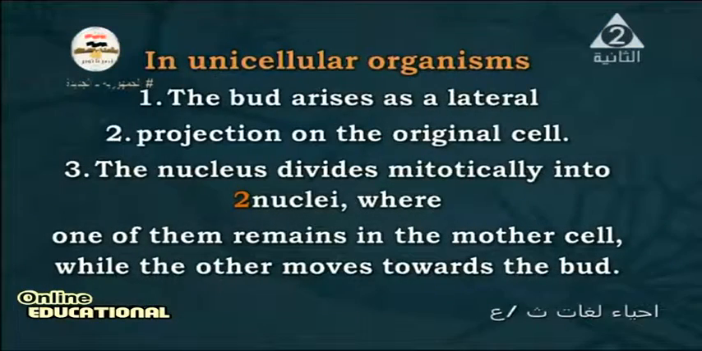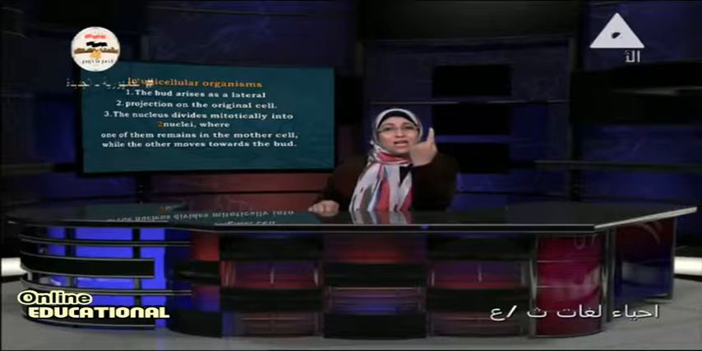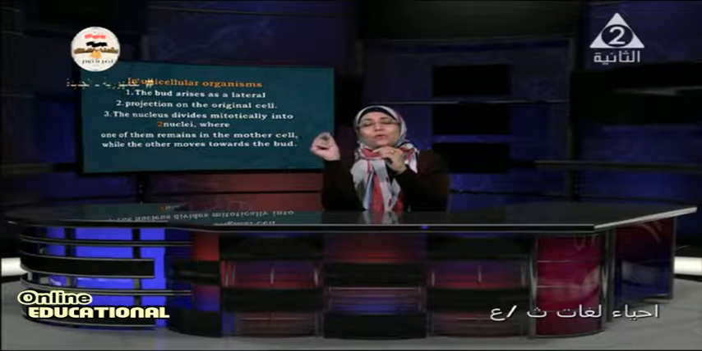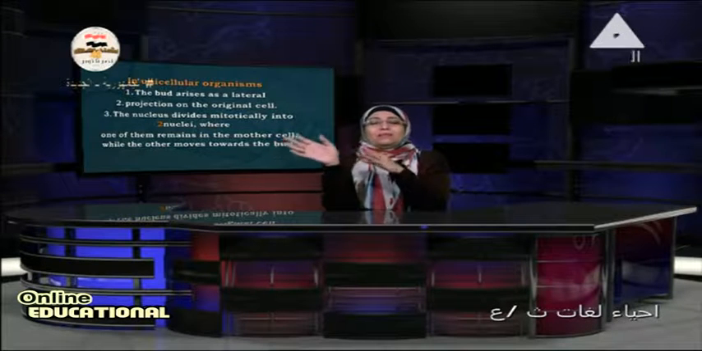In unicellular organisms, the bud arises as a lateral projection on the original cell. Means in yeast, the bud comes out from the cell as a lateral projection. Lateral projection means a small part coming from the cell. Number two, the nucleus divides mitotically into how many nuclei? 2 nuclei. Why? Because each one cell produces 2 cells. When one cell produces 2 cells, each cell produced contains the same number of chromosomes and the same nucleus.